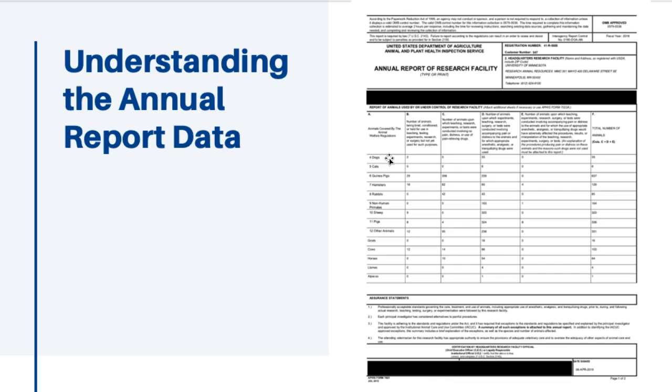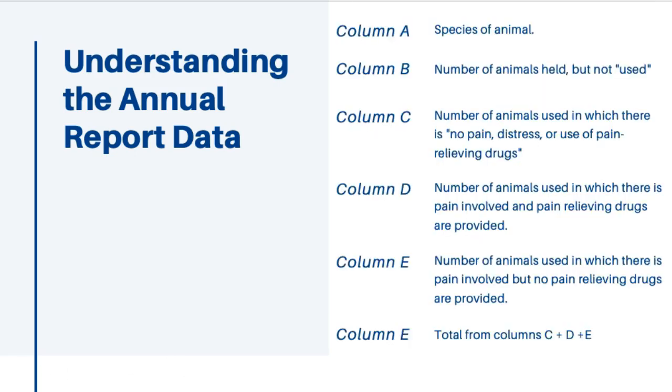So you can see the animal species are listed here, and there's columns across with different types of information and data in them. And I will explain this information now. The first column is column A, and it tells you the species of animal. The second column, B, identifies the number of animals held but not used.